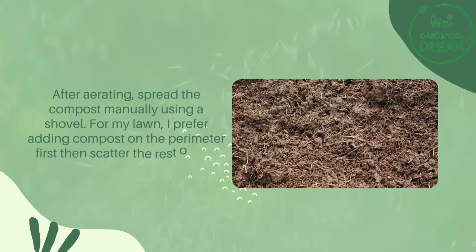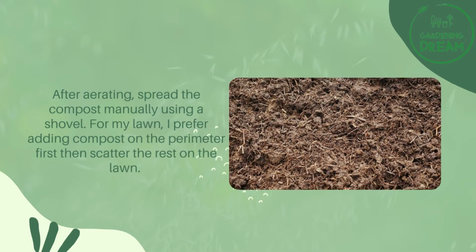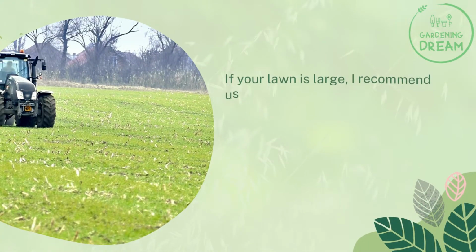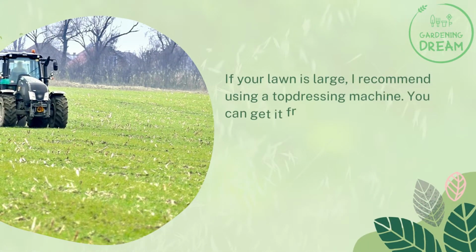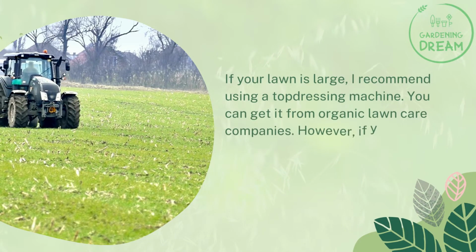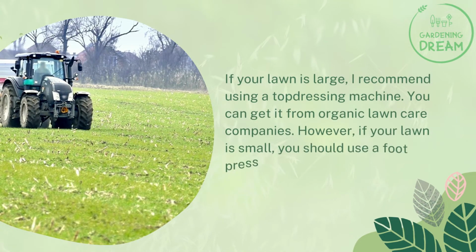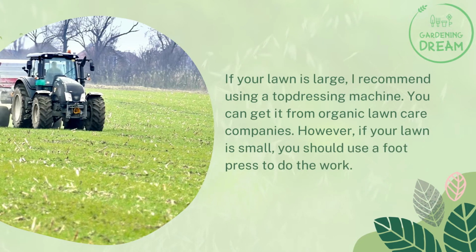For my lawn, I prefer adding compost on the perimeter first, then scatter the rest on the lawn. If your lawn is large, I recommend using a top dressing machine. You can get it from organic lawn care companies. However, if your lawn is small, you should use a foot press to do the work.